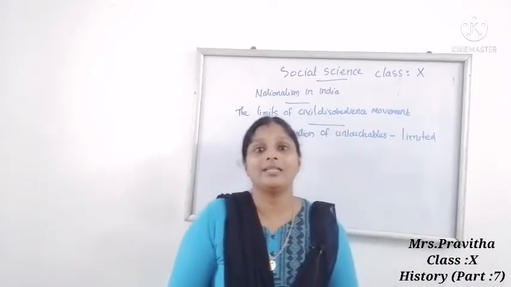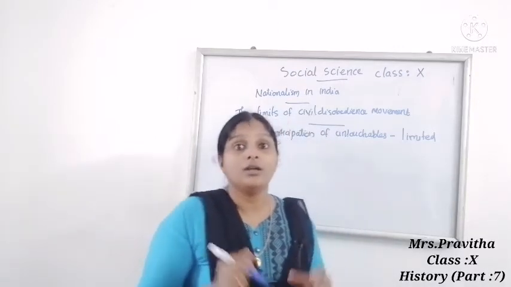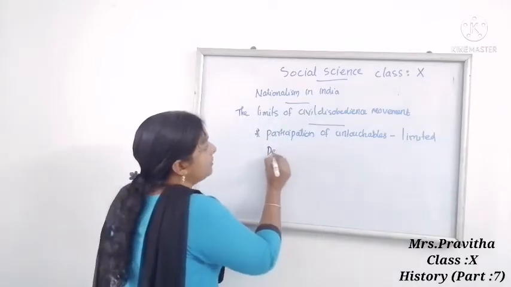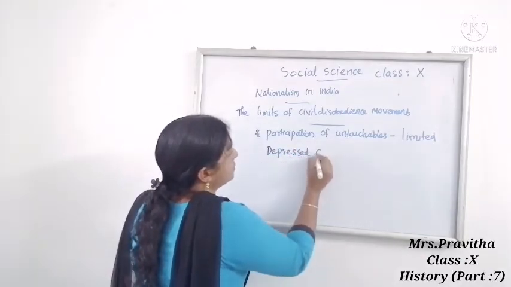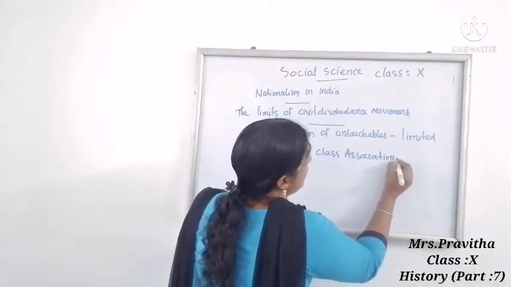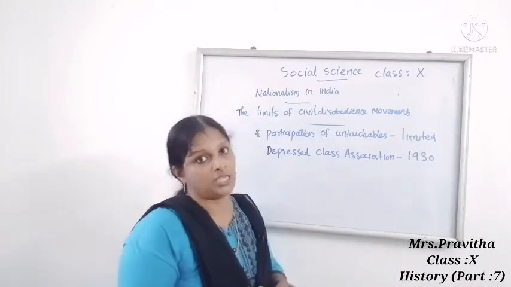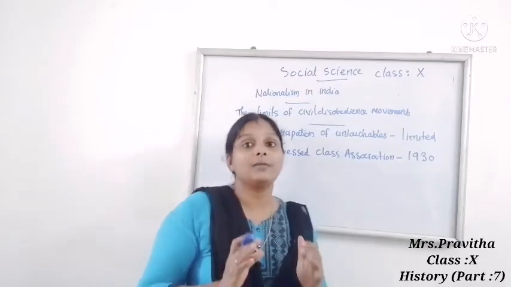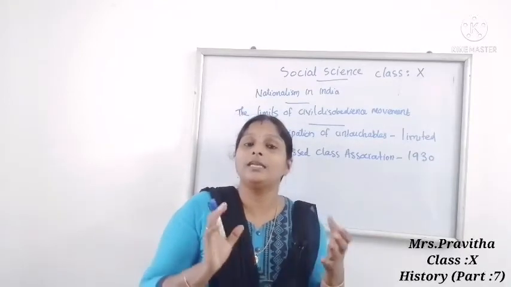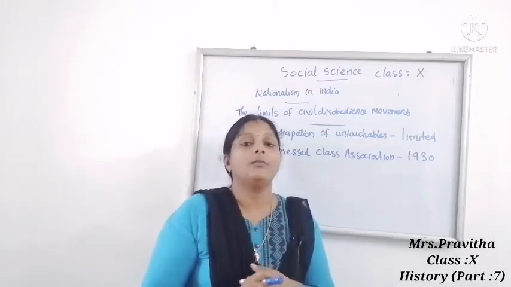Dr. B.R. Ambedkar, one of the greatest leaders of the depressed classes, formed an association for Dalits, called the Depressed Classes Association, in 1930. He clashed with Gandhi in the second round table conference, where he demanded a separate electorate for Dalits. But what happened?